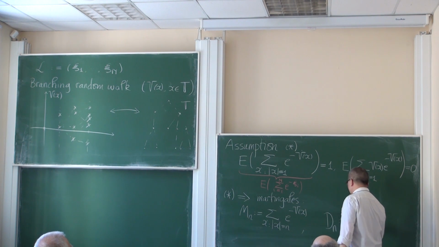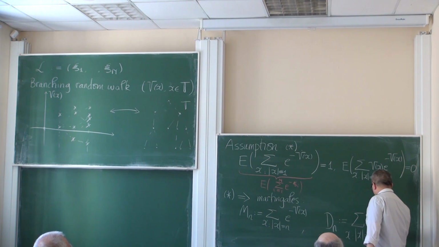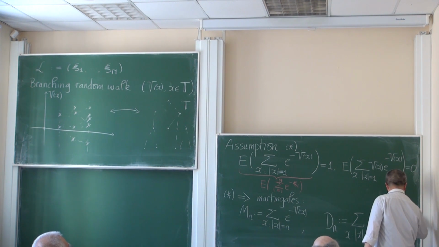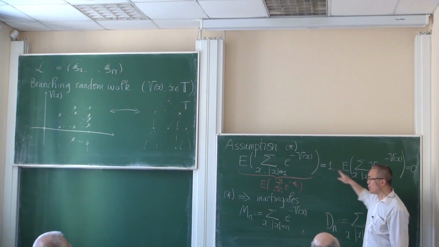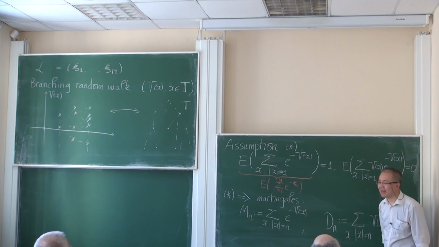Okay, so this is the additive martingale, and the other one, which maybe doesn't look as nice as the first one, but actually is more important, is the so-called derivative martingale, sum of V(x) e to the minus V(x). Now you need to have both identities in the assumption to make sure that this one is also a martingale.